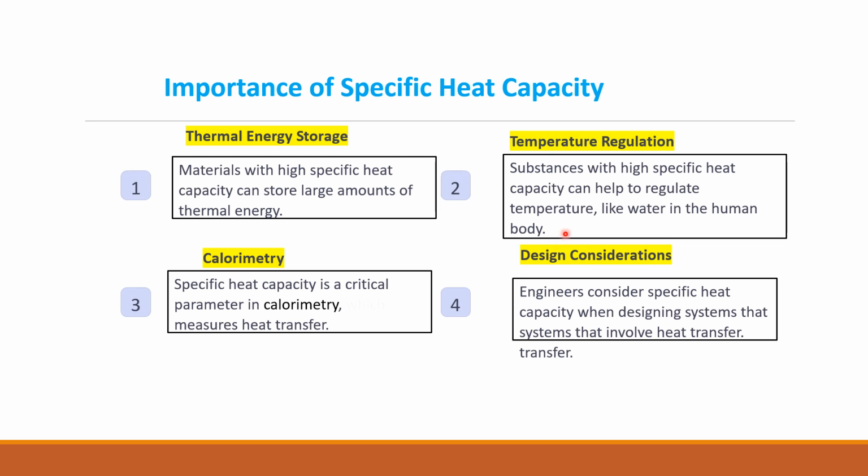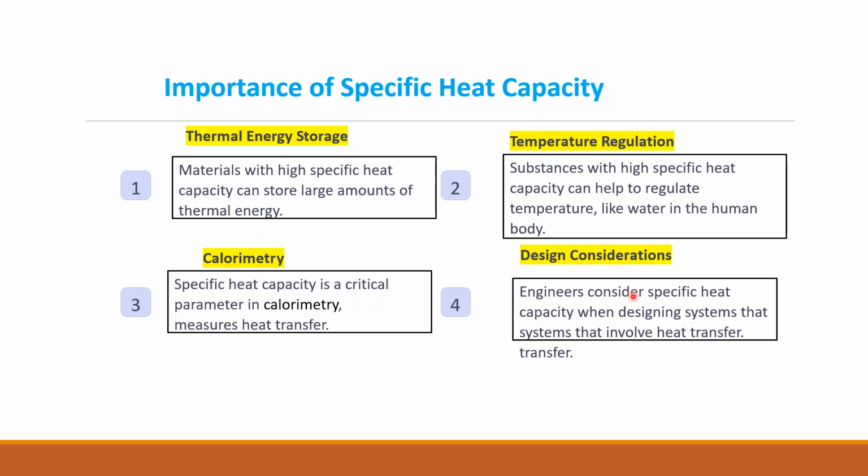Why is water used to regulate the temperature of the human body? Because water has a high specific heat capacity, so it is used to regulate our body temperature. The next is calorimetry. Specific heat capacity is a critical parameter in calorimetry. It measures the heat transfer. Heat transfer is measured by using the specific heat capacity value.